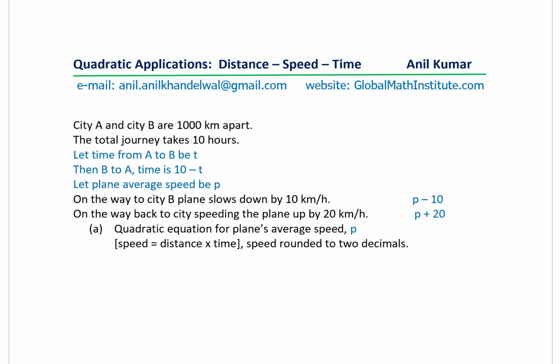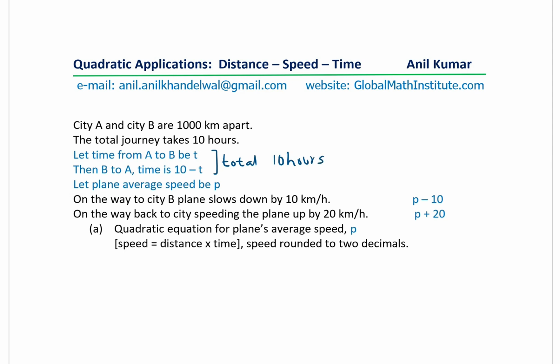Now here is the summary of what we have just learned about the question. We know that city A and B are 1000 kilometers apart. So that is the total journey, and the total time taken is 10 hours. So what we have assumed is, let the time from A to B be t, then from B to A the time is 10 minus t, since the total is 10 hours, right?